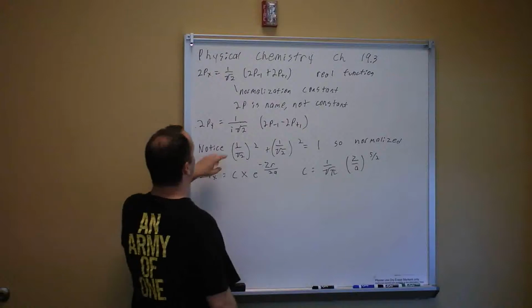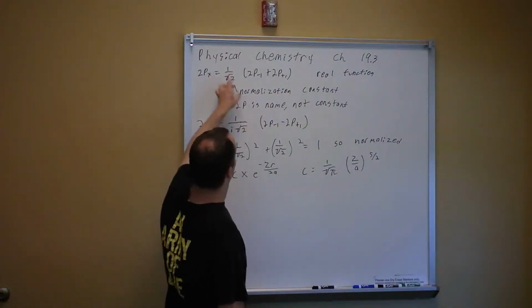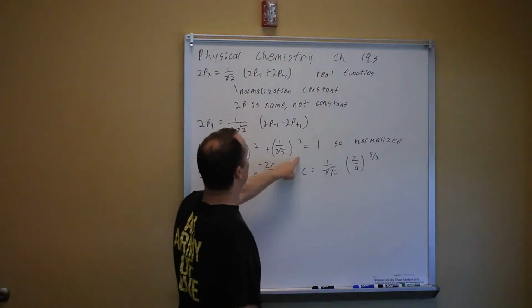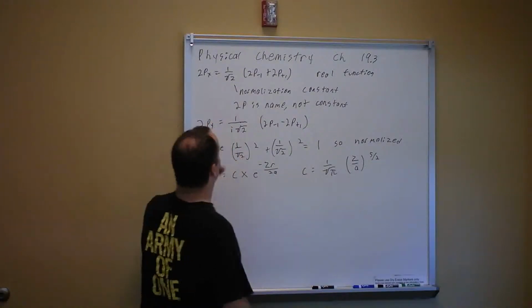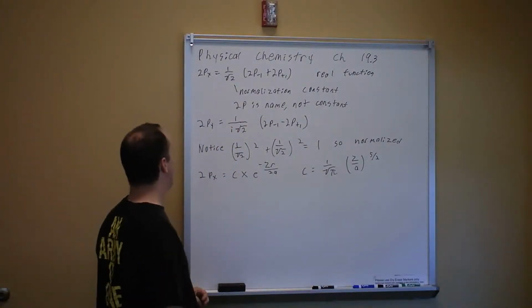So you'll notice that 1 over the square root of 2 squared plus 1 over the square root of 2 squared is equal to 1. So these are both normalized functions.